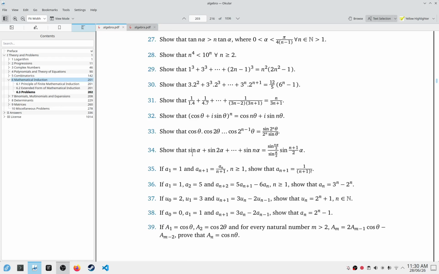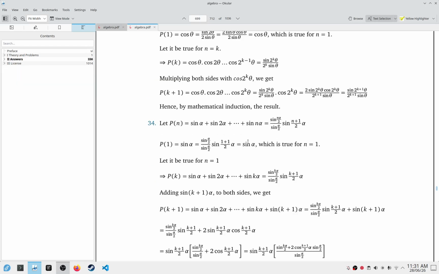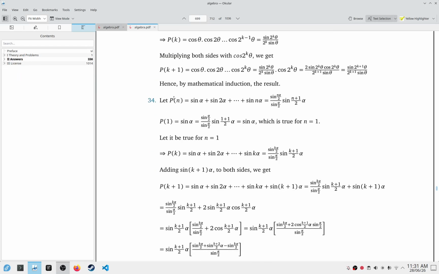Question 34 says show that sin alpha plus sin 2 alpha up to sin n alpha is equal to sin (n alpha over 2) over sin (alpha over 2) times sin ((n plus 1) over 2 alpha). So we let the given expression be P of n and we put n equal to 1. Left hand side becomes sin alpha and right hand side becomes sin (alpha over 2) divided by sin (alpha over 2) times sin ((1 plus 1) over 2 alpha), which is equal to sin alpha. And thus it is true for n equal to 1.